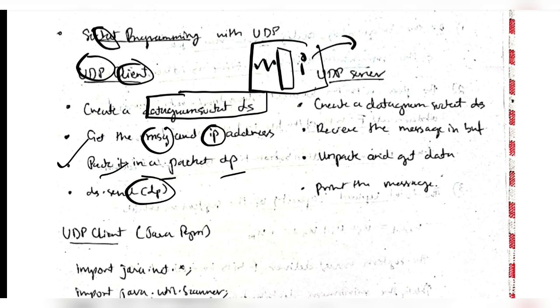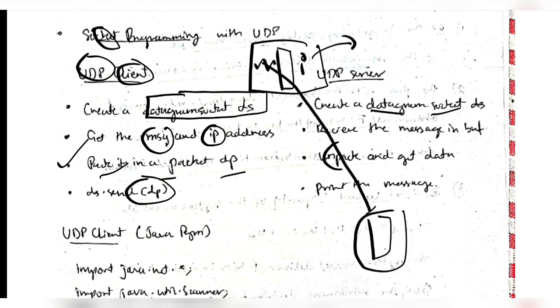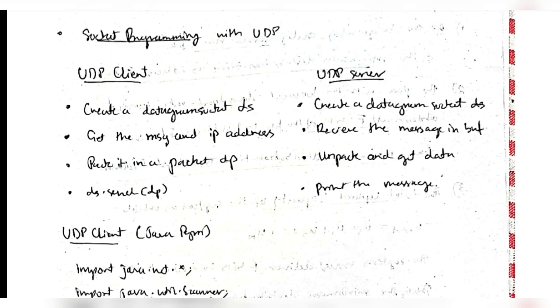On the server side, create a datagram socket. This is socket programming, so you have to create the datagram socket. On the receiver side, the datagram socket is present, and you'll be receiving the message here. The packet will be received here, and then unpack the packet and print what is in the message. So that is the logic of the UDP client and UDP server.